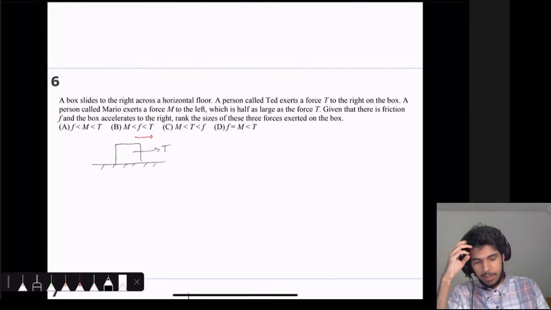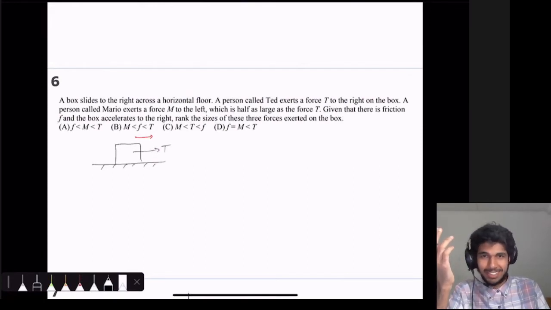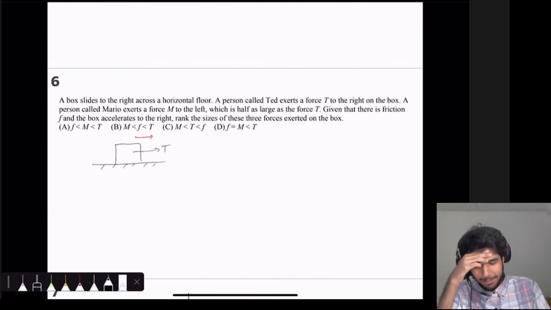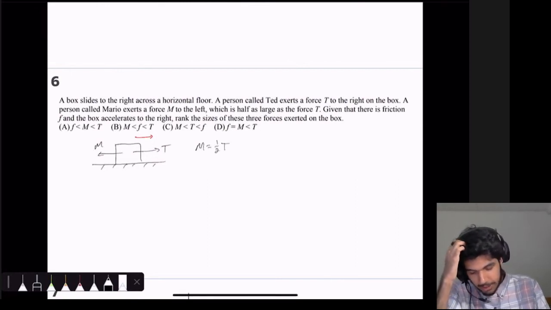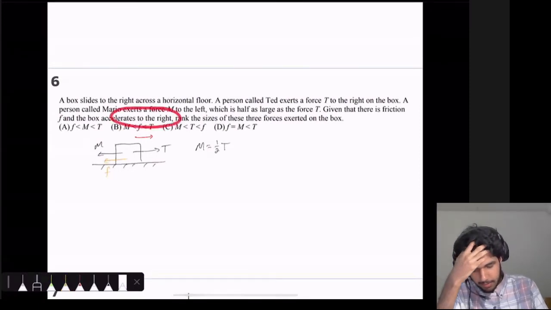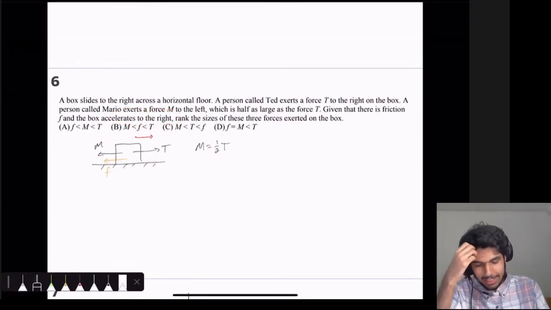A person called Mario exerts a force M to the left, okay? So that's M, which is half as large as the force T, so M equals 1/2 T. Given that there is a friction f, so I'll use orange for that, lowercase f, and the box accelerates to the right, rank the sizes of these three forces exerted on the box.